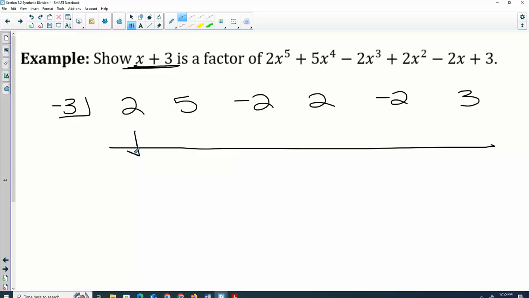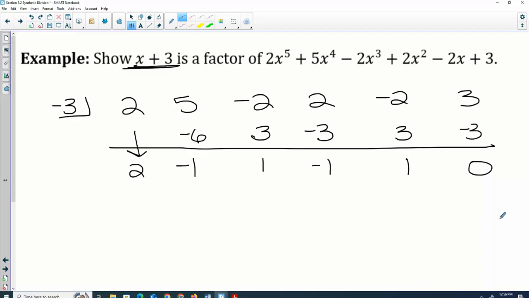The 2 comes straight down, and then we just multiply and add. So 2 times negative 3 is negative 6. 5 plus negative 6 is negative 1. Negative 1 times negative 3 is 3. Negative 2 plus 3 is 1. 1 times negative 3 is negative 3. Plus 2 is negative 1. Negative 1 times negative 3 is 3. Plus negative 2 is 1. 1 times negative 3 is negative 3. Let me get a 0.